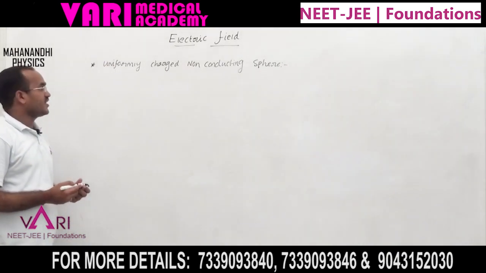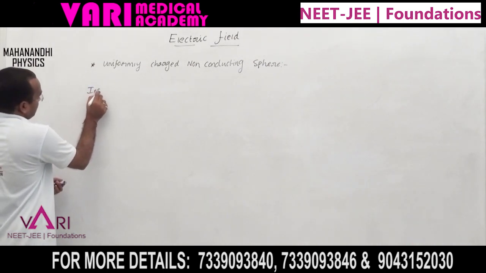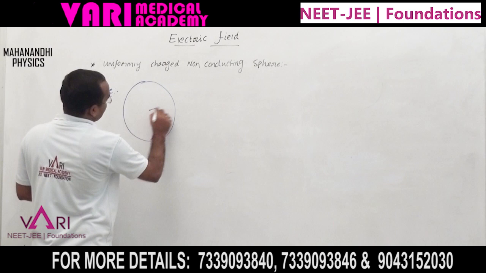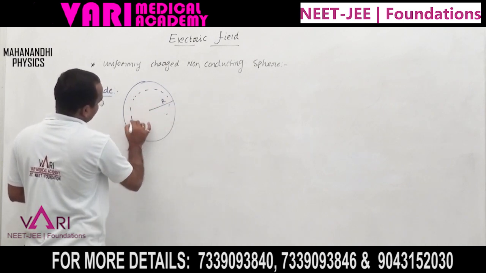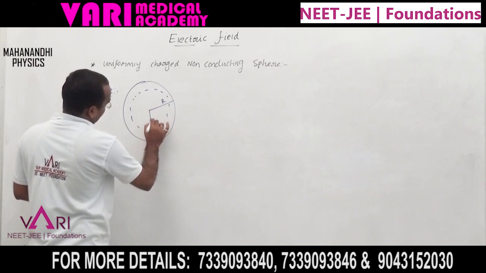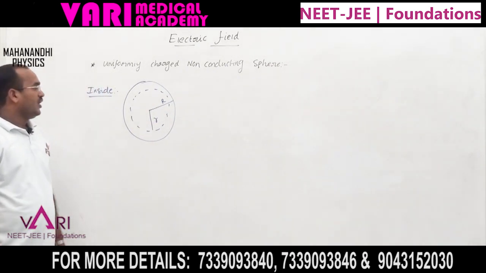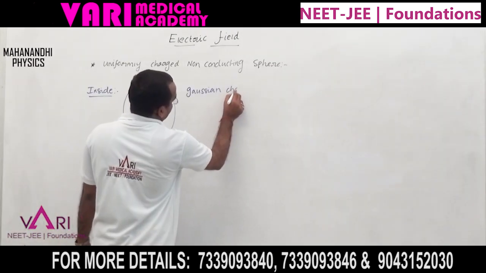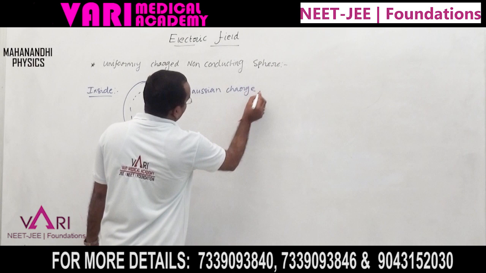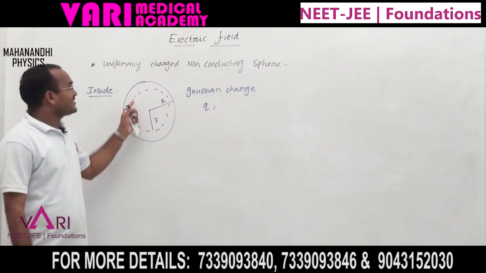Now, the explanation of the non-conducting sphere. First, we will discuss the inside. Consider a solid sphere of radius capital R, with a Gaussian surface of radius small r. Now we want the electric field. The charge enclosed by the Gaussian surface is Q. This is the solid sphere.